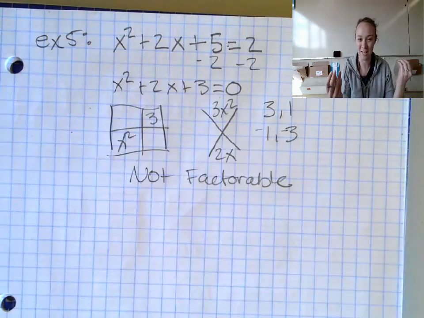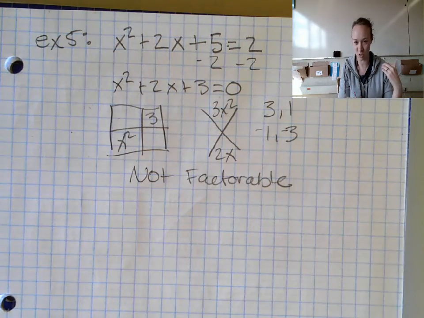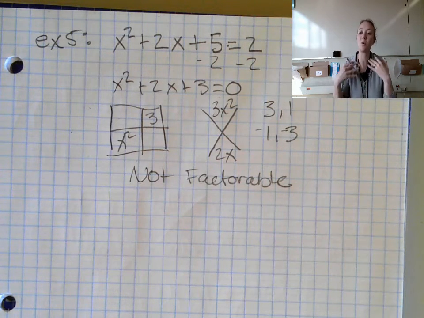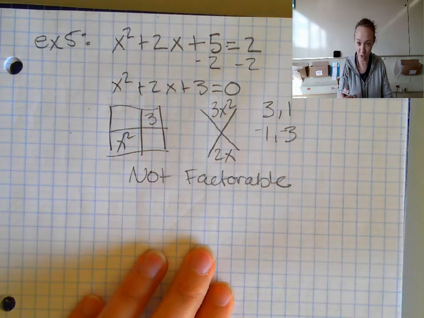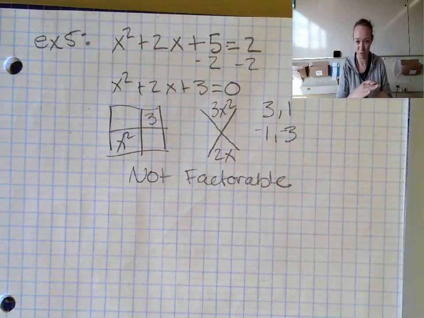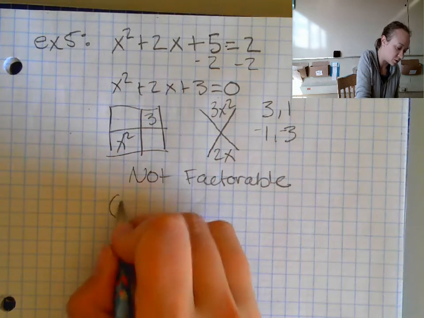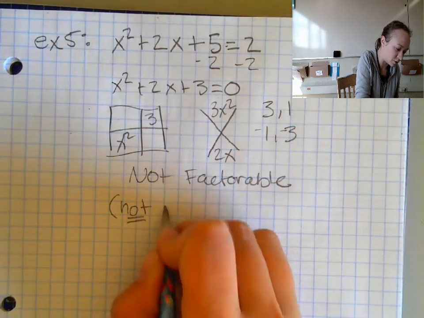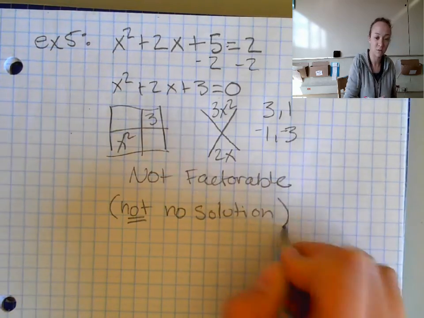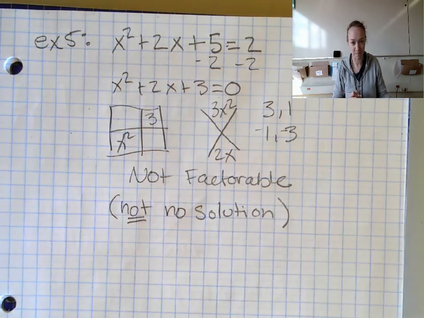That is not the same as saying that there is no solution to this problem. There might be. We don't know that yet. We don't know enough to know that. By the end of this unit, you will. But right now, we don't. So I just want to remind you that not factorable still shows up and let you know that that's not the same as no solution. So not no solution. It could be no solution, but we don't know that yet.